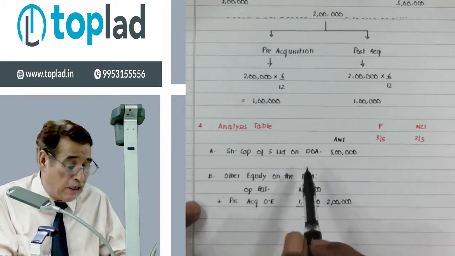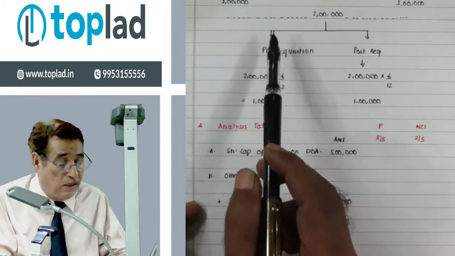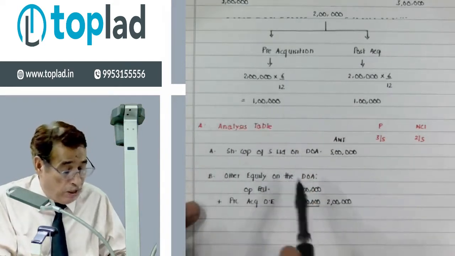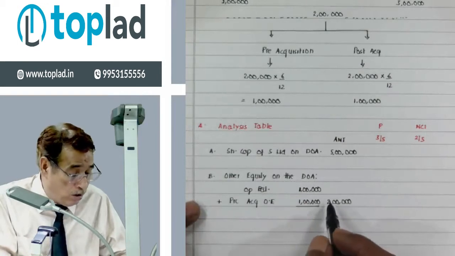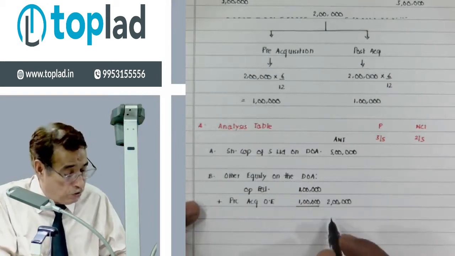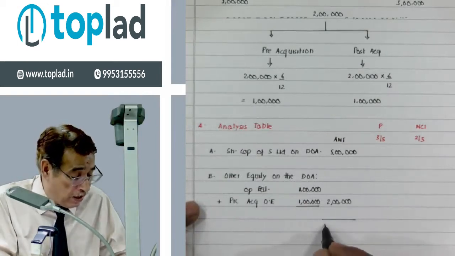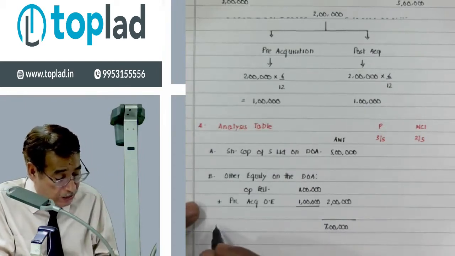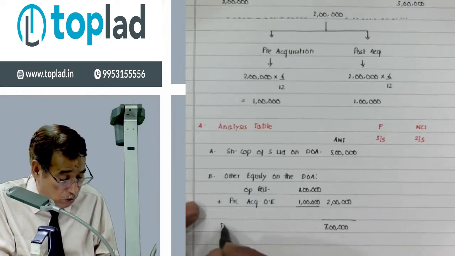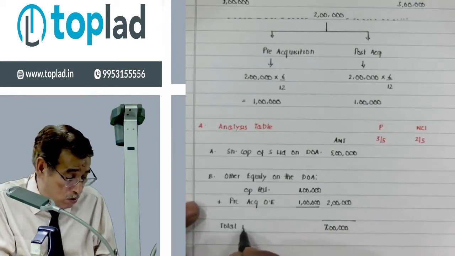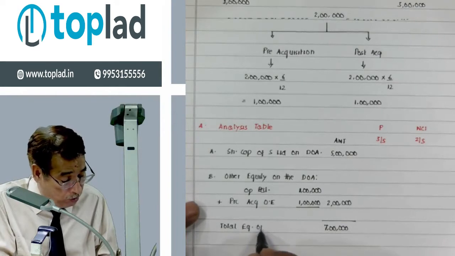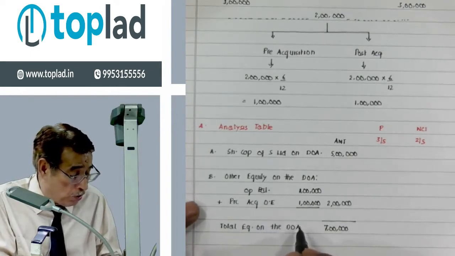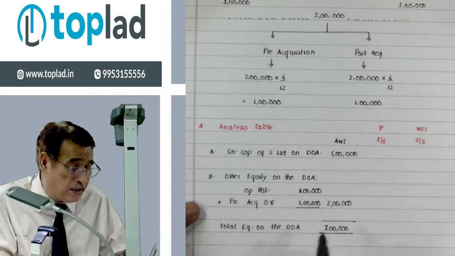Opening balance 1 lakh, besides what they earned till the date of acquisition. Till the date of acquisition, they earned 1 lakh, and 1 lakh was the opening balance. So that means the total balance in other equity on the date of acquisition is 2 lakh. So now we can say that 7 lakh is the total equity on the date of acquisition. So on the date of acquisition, the total equity balance is 7 lakh.